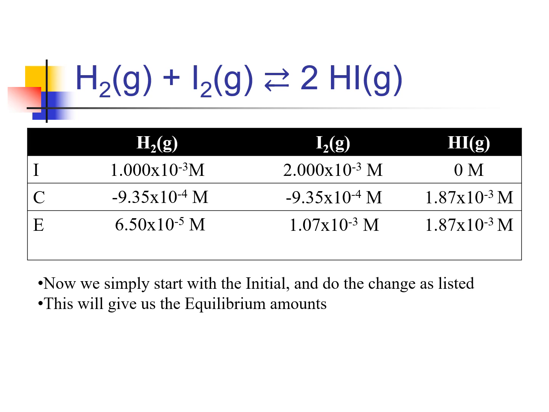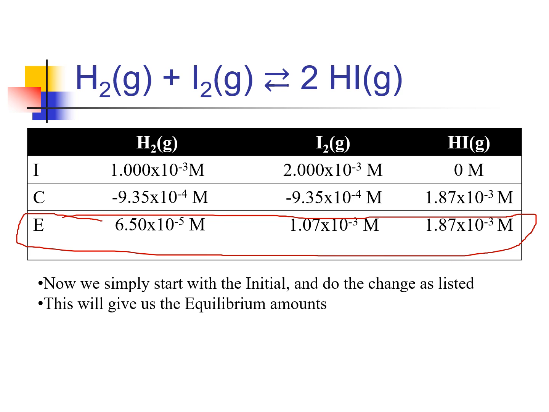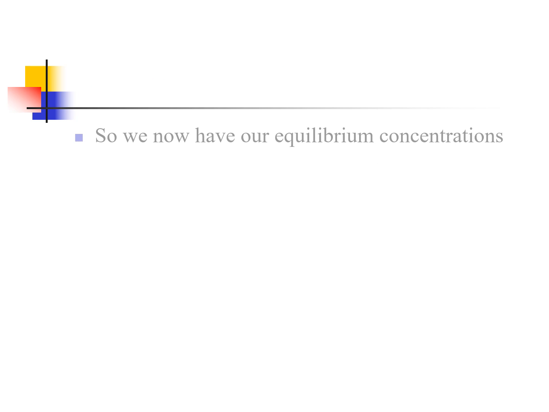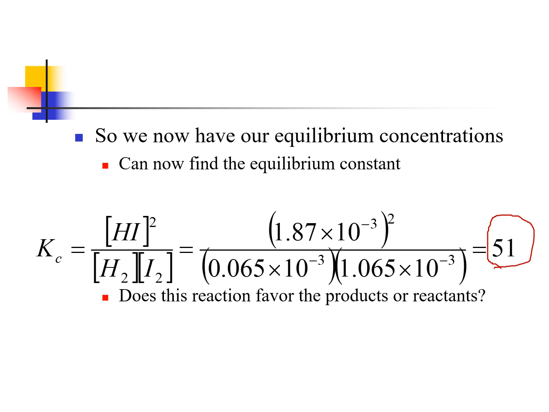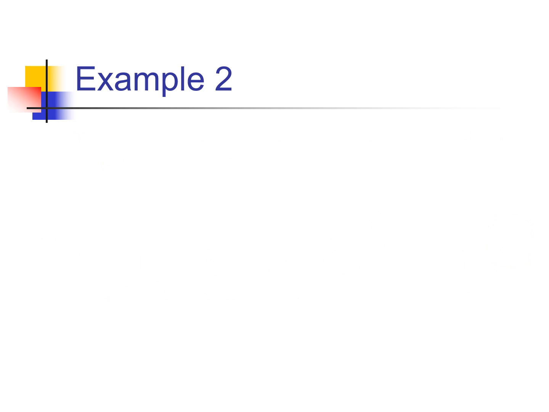Now that I have my equilibrium amounts, and this I want to stress, only things in the E row, the equilibrium row, can go into an equilibrium constant expression. Again, in an equilibrium constant expression, it's all about things at equilibrium. So I plug in the numbers and I get my answer. It's a lot of work to get there, but it's consistent work. Now, just a quick question: does this reaction favor the reactants or products? Because 51 is greater than 1 last time I checked, that means this favors the products.